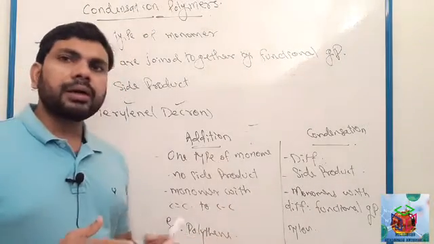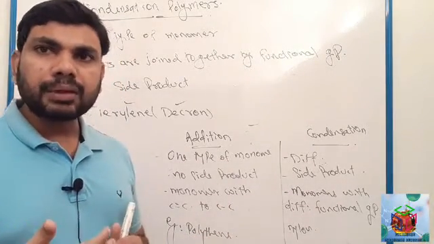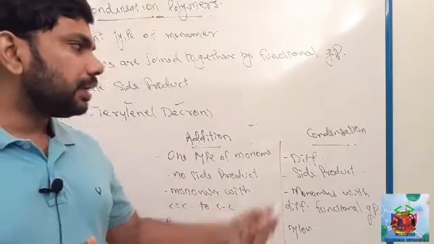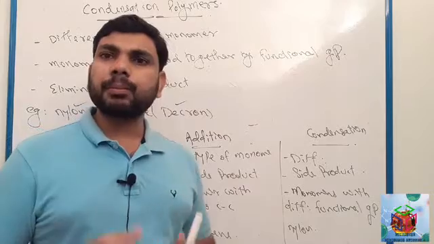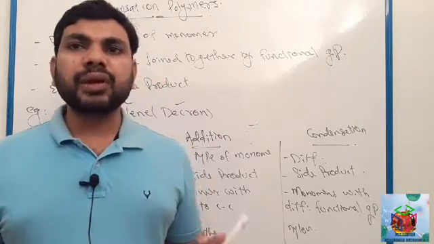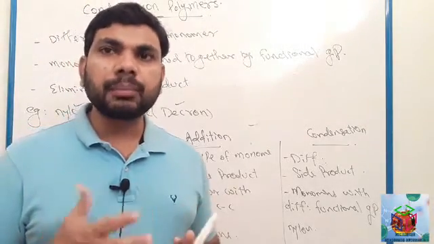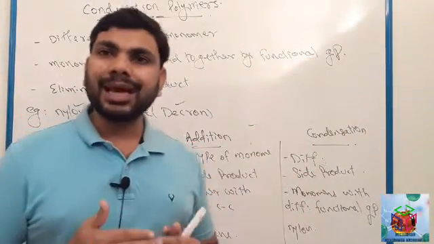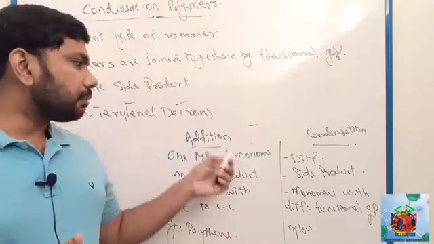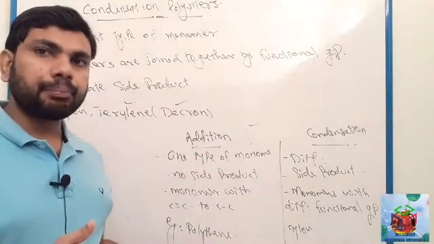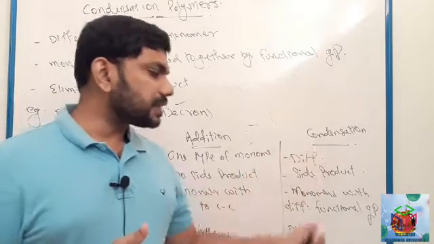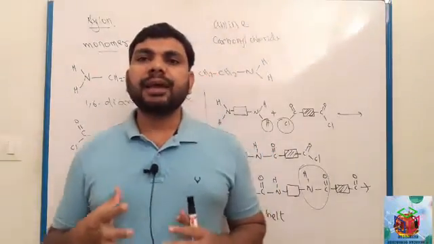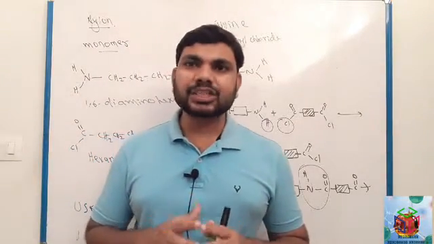In addition polymers, the monomers contain a carbon-carbon double bond, which during polymerization changes to a carbon-carbon single bond. In condensation polymers, monomers with different functional groups react together to form a long chain polymer. So these are the major differences between addition and condensation polymers. An example for addition polymer is polythene. An example for condensation polymer is nylon or Dacron. Clear?